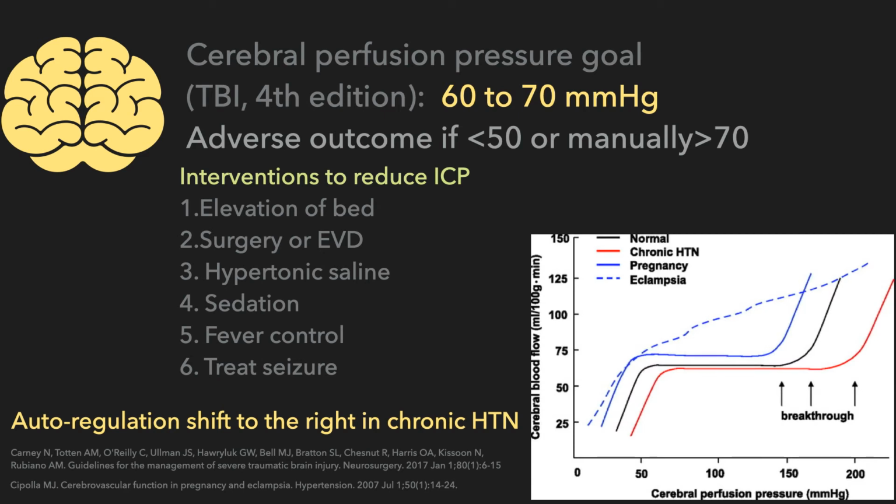The other thing I want to bring to your attention is that the autoregulation curve will shift to the right in patients with chronic hypertension. That means for a patient with chronic hypertension, your MAP goal may need to be a little bit higher, because your autoregulation curve shifts to the right, and you may require a higher MAP in order to make sure that your perfusion pressure is in this flat curve region.